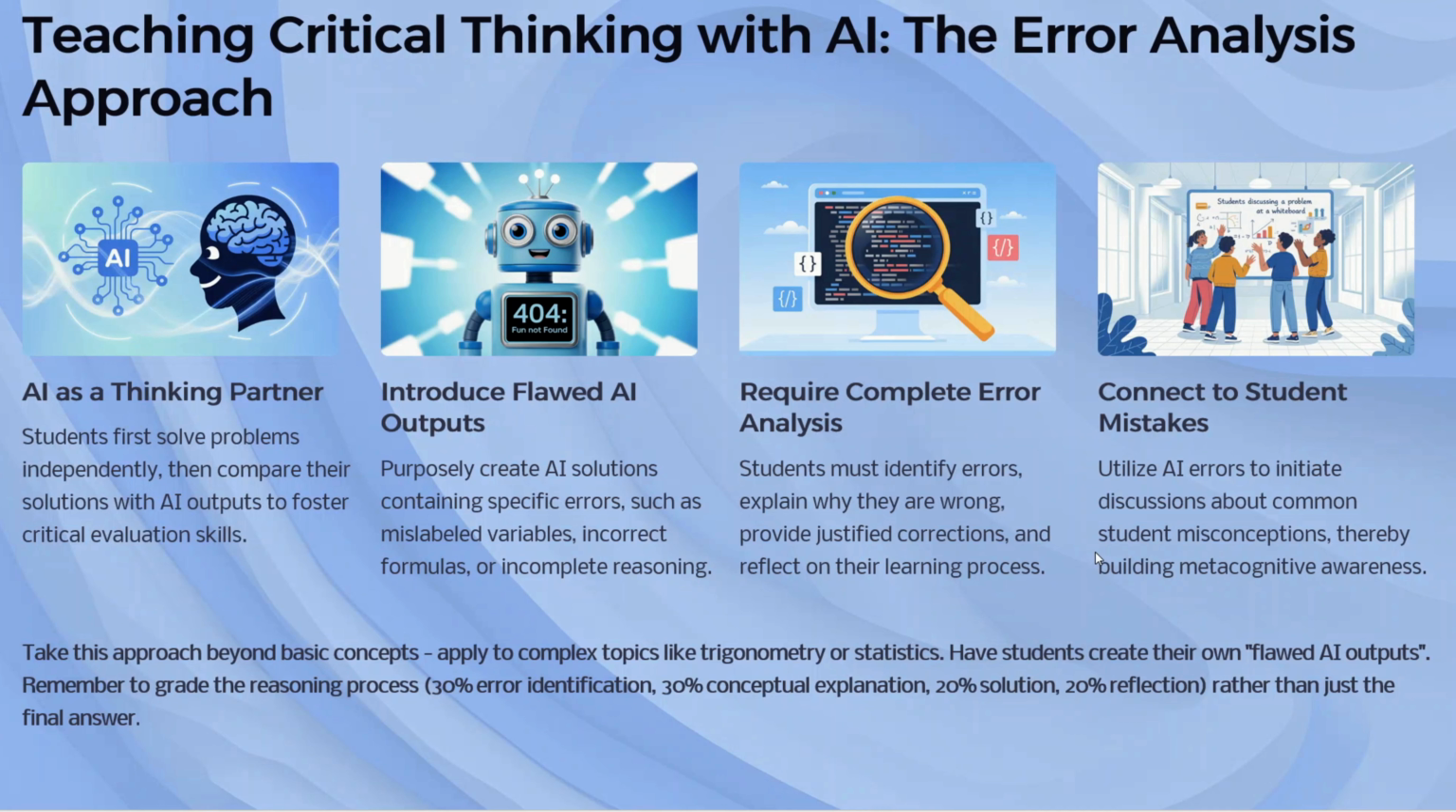Step eight: grade the reasoning, not the result. Your scoring guides can be 30% that goes towards identification and clarity of error. 30% can go to conceptual explanation of the mistake. 20% can go to a revised or corrected solution. And 20% can go to metacognitive reflection: what did you learn from this? This rewards mathematical maturity and not just getting it right the first time.